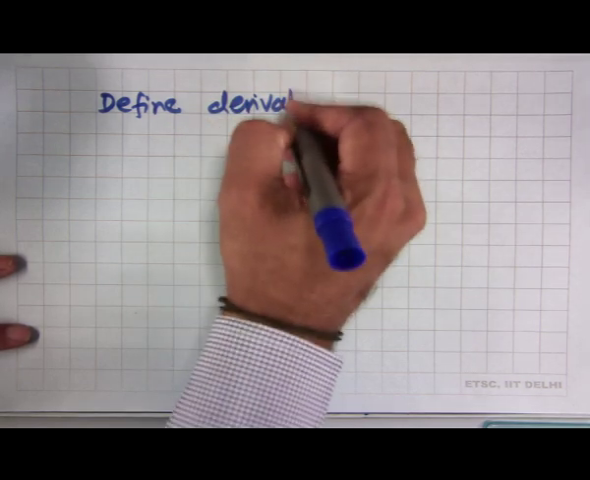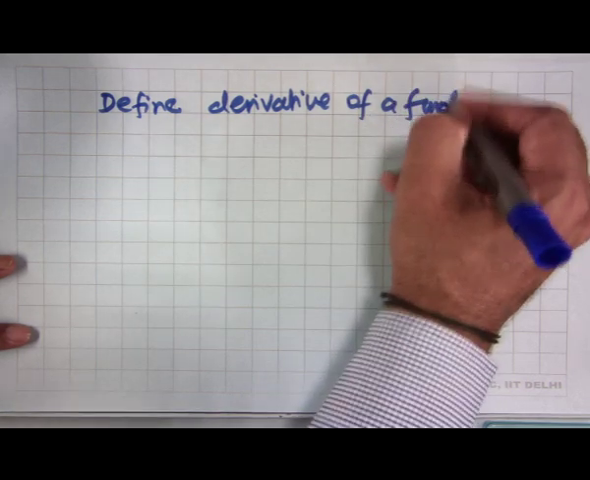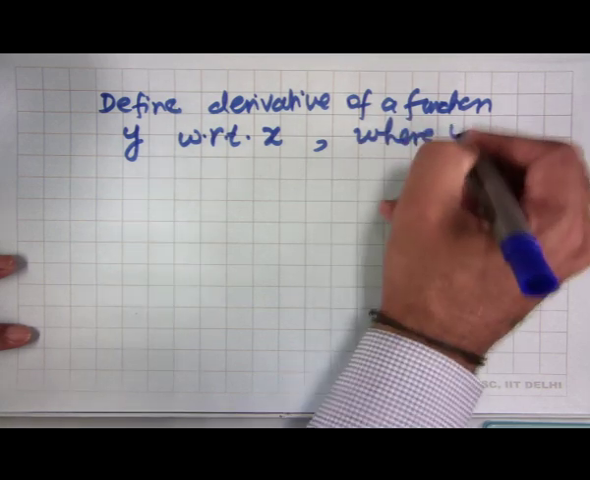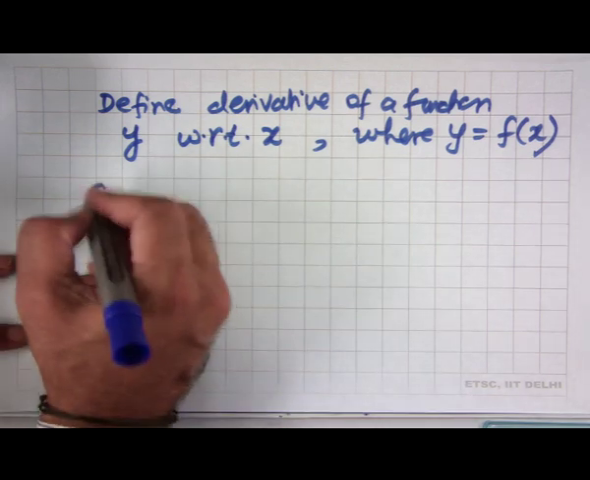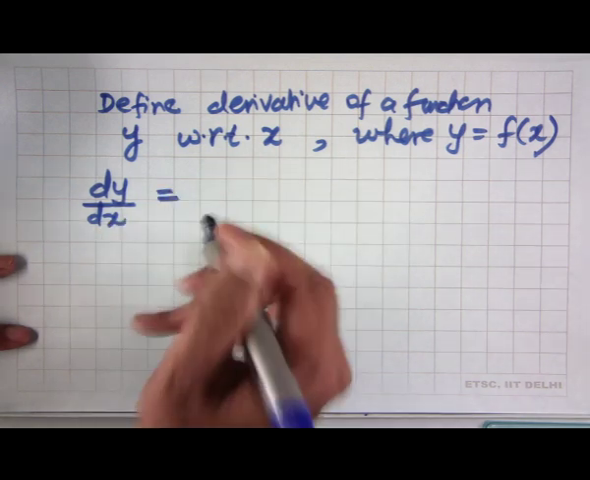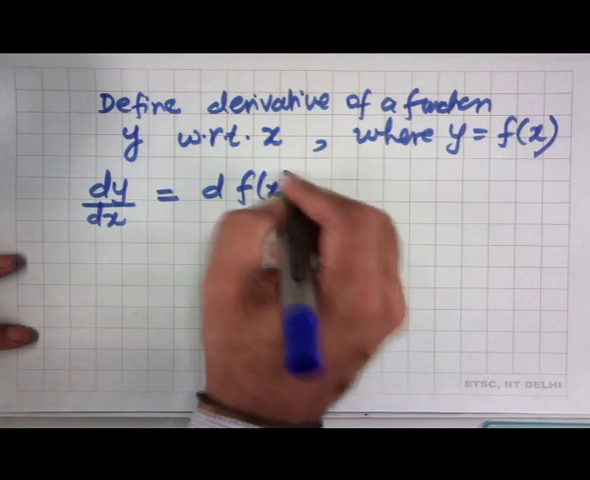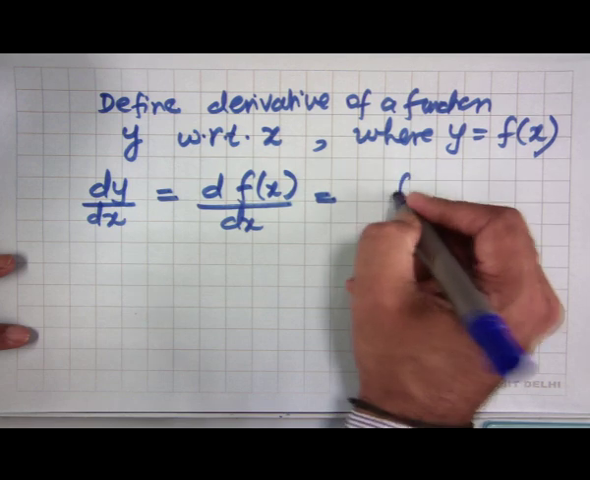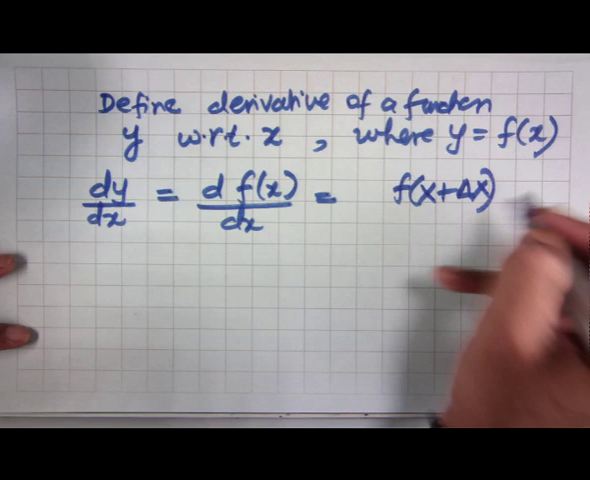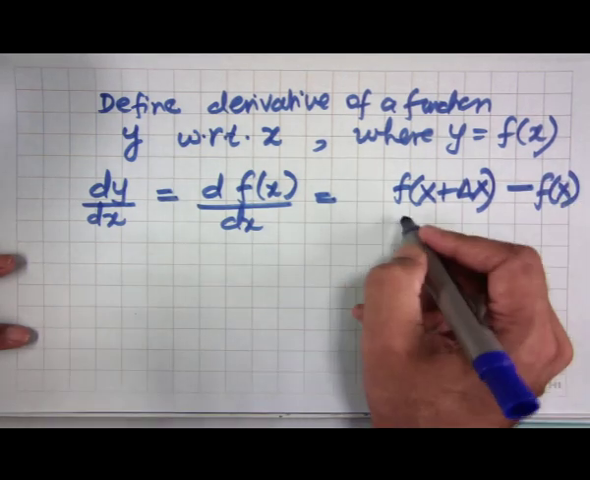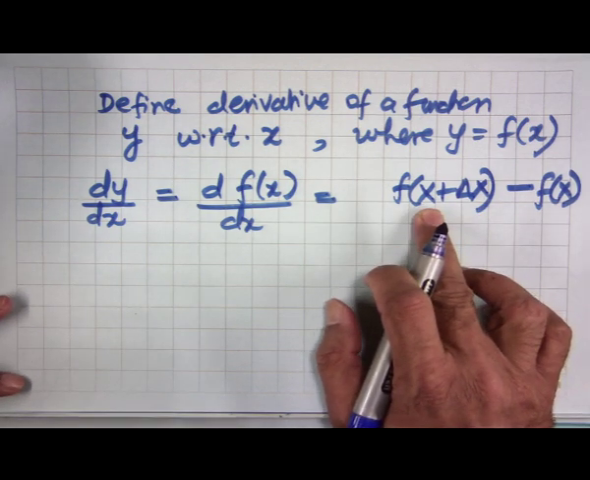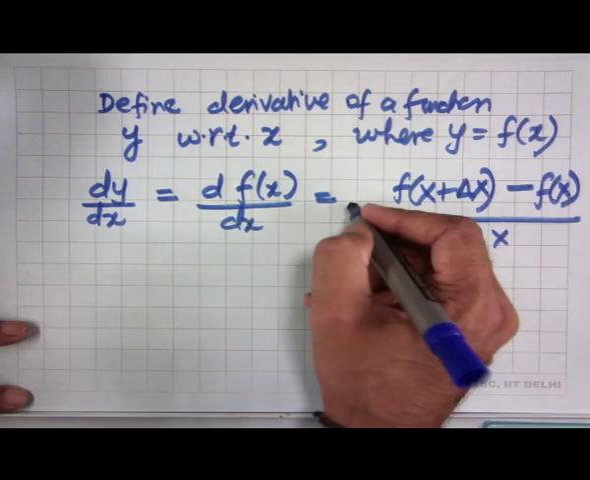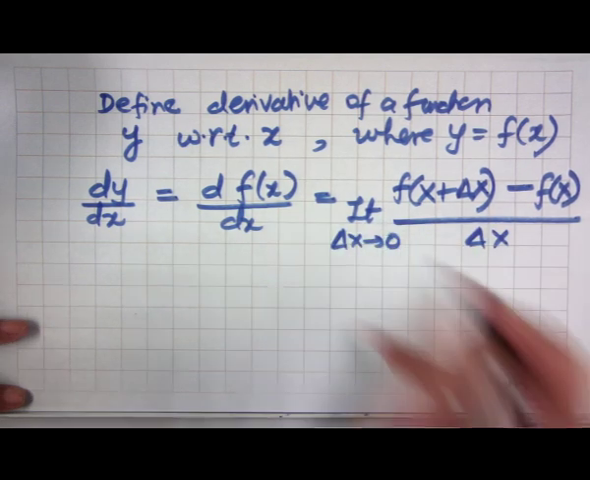So, now what we do is we define the derivative of a function y with respect to x, where y is equal to f of x. We use the symbol dy by dx, and we write it as the derivative of f of x with respect to x. This will be equal to the function at x plus delta x minus its value at x. So, this is the value of y at x plus delta x, minus f of x, which is y, divided by delta x, and we take the process of limit as delta x tends to 0.